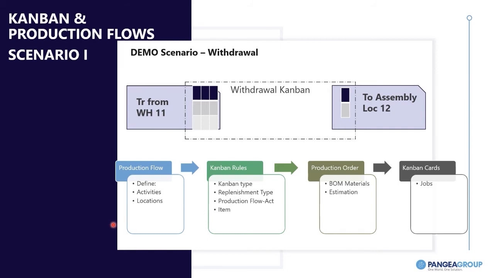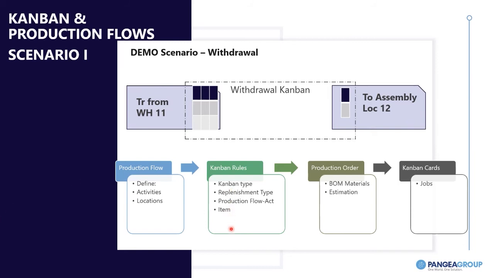This demand triggers the component to be pulled from a material warehouse 11 to a production location number 12. This information is set up in the first step of this flow, which is the production flow. That's the one that defines the activities and locations.